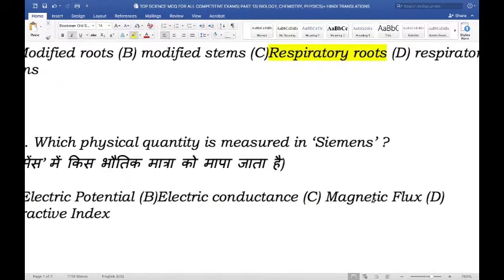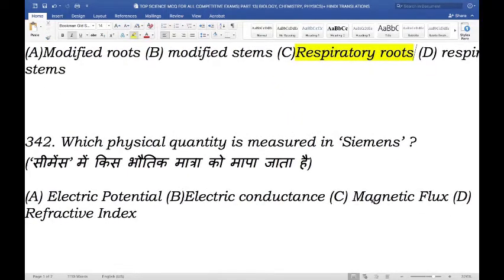Next question. Which physical quantity is measured in Siemens? Is it electrical potential, electrical conductance, magnetic flux, or refractive index? And once again, the symbol for Siemens is a capital S. And the right answer here is electrical conductance. The Siemens is the derived unit of electrical conductance in the International System of Units.